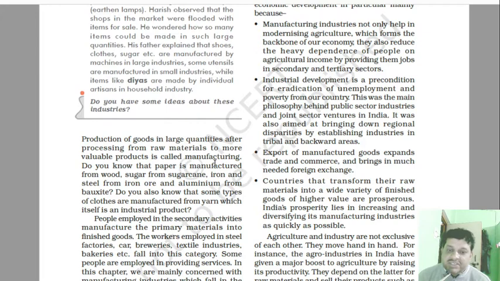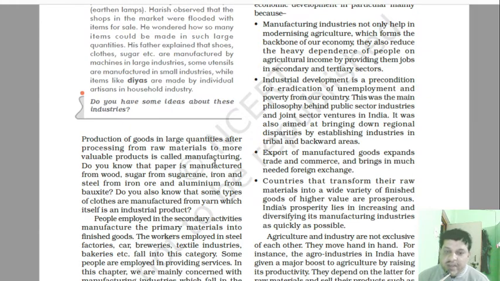And the fourth one, countries that are transforming their raw materials into wide varieties of finished goods of higher value are prosperous. So generally we think about which types of country should be thought of as prosperous, where the life of the people will be prosperous. Manufacturing is such a type of industry where raw materials are processed and converted into more valuable products in a large quantity. So the country which is converting its available raw material in a large quantity into valuable finished products, definitely that country will be prosperous.